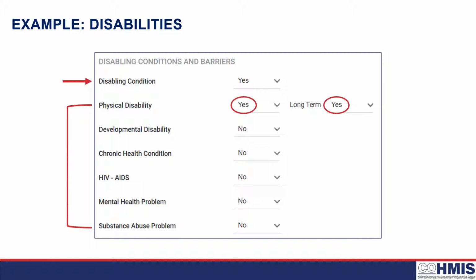then this makes sense with the overall disabling condition of yes as well, right? So they have a disabling condition, and one of the program-specific disabilities is yes, and it's long-term. So this won't result in data quality issues. This is what we're looking for when we're answering these two different elements consistently. Do they have a disabling condition, and is at least one of the program-specific disabilities marked yes, and yes for long-term?